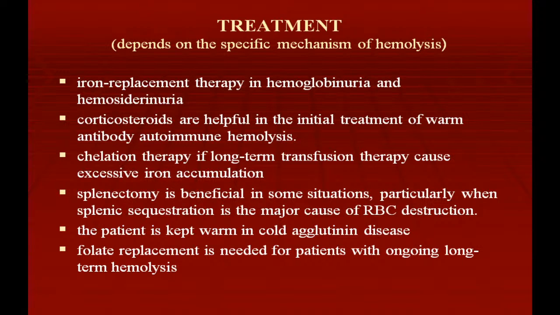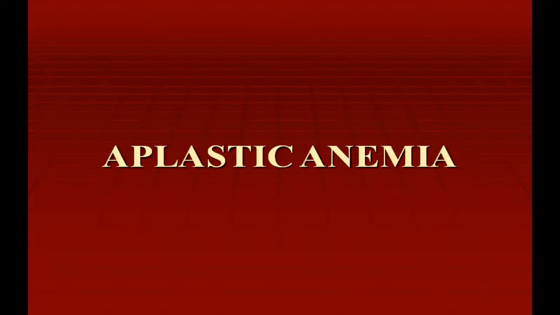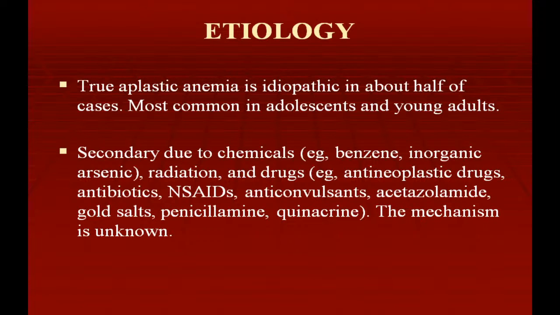If hemolysis is connected with cold reaction, then of course keep patients warm, and it will prevent cold agglutinin crisis in this patient. And also for patients with chronic long-term hemolysis, not only iron replacement therapy, but in time we need folate replacement therapy also to improve erythropoiesis. Another group of anemias is aplastic anemia.